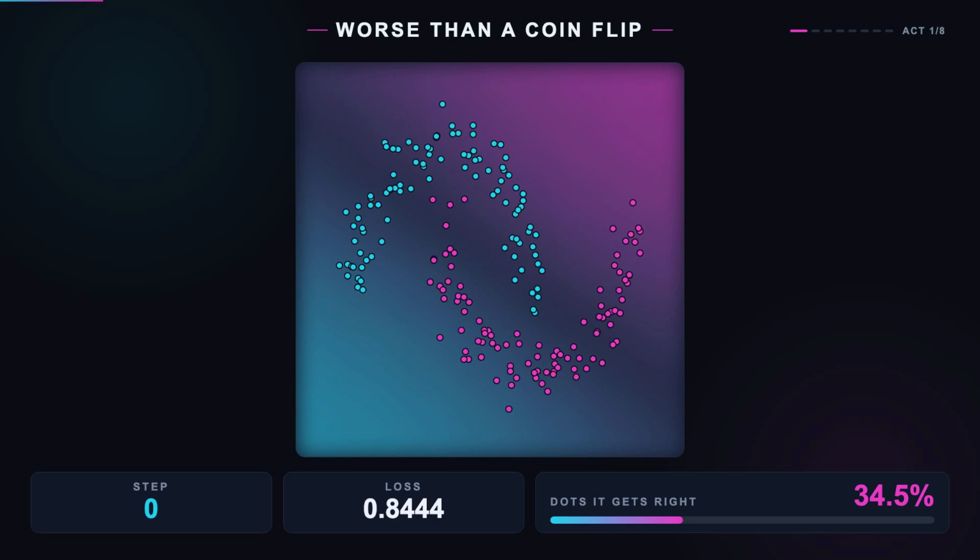This is what it currently believes. That smear is its guess at where the split lives. It gets 34.5% of the dots right. 34.5%. A coin flip would beat it. 10 minutes from now, that exact same network, with nothing added to it, will be at 99.5%. Every step of how is what this video is.